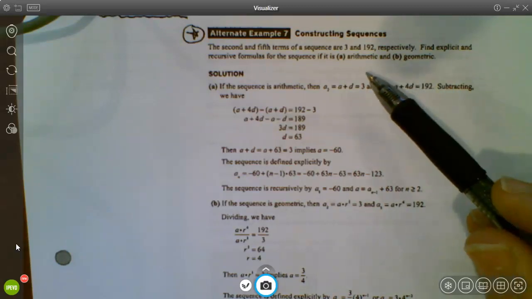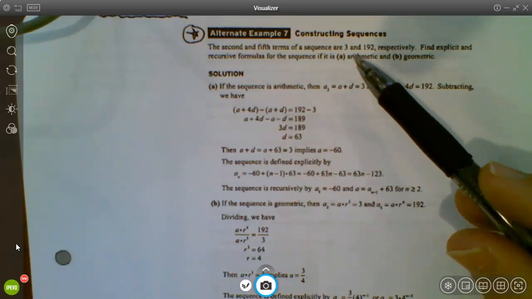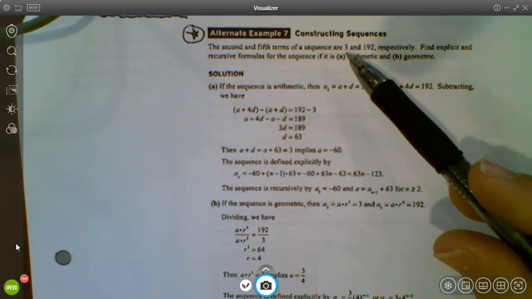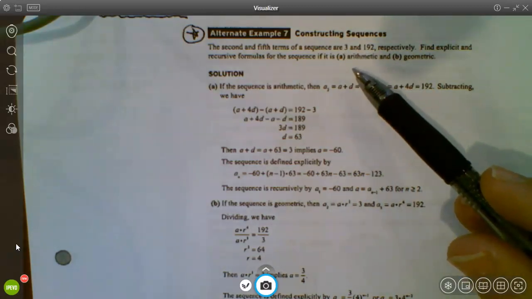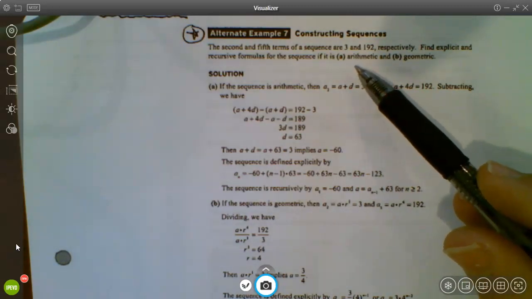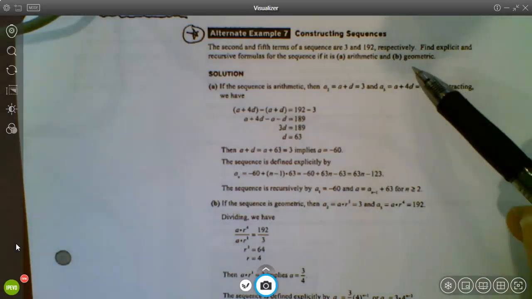So one thing we've got to keep in mind is, if I'm going to write an arithmetic rule, remember the 2 things I need to know are the first term and the common difference. Well, I don't know either one of those. All I know is a second term and a 5th term. So something we've talked about before is, if I have 2 unknowns, then I'm going to need 2 equations. And I'm going to have to solve a system of equations in order to come up with those 2 unknowns. Same thing is going to happen for this guy.